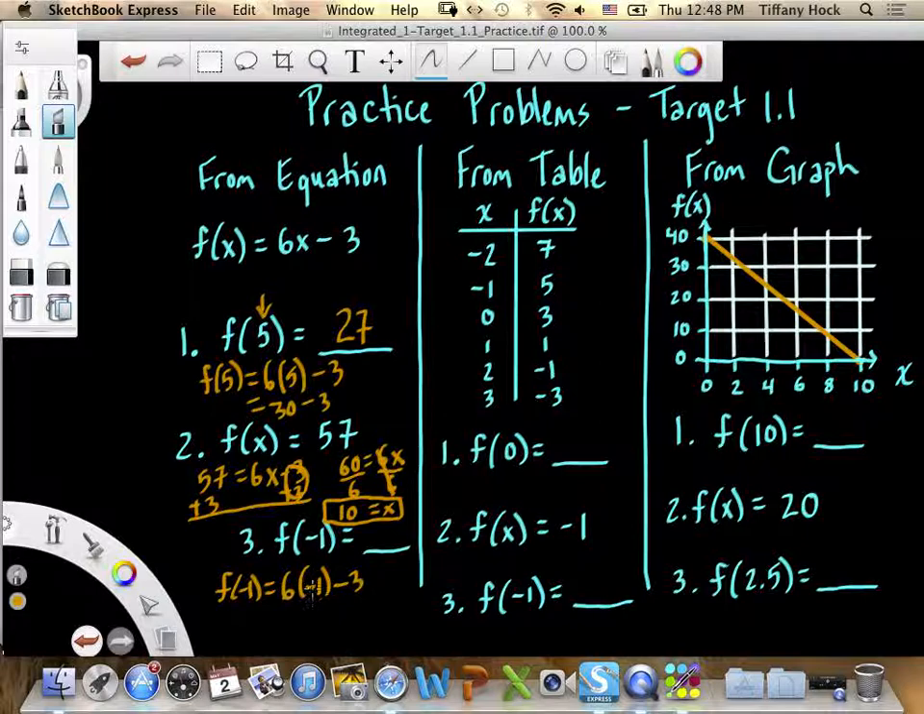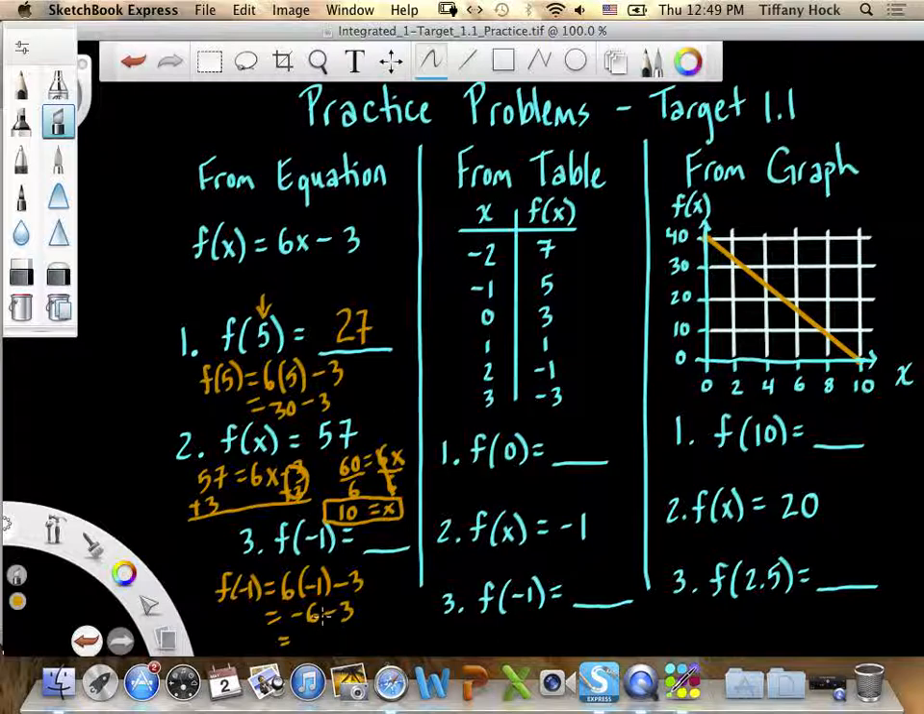Once again, we put the negative 1 where the x was supposed to go. And that's going to simplify to 6 times negative 1 is negative 6 minus 3. And be careful here. Some people have a tendency to do negative 6 and they think 6 minus 3, well, that's just 3. So they think their answer is negative 3 or positive 3 even.